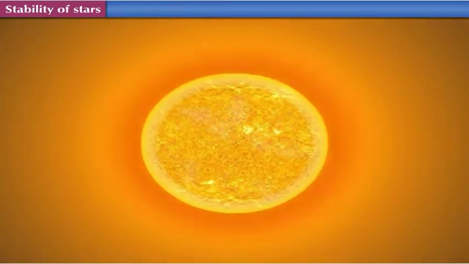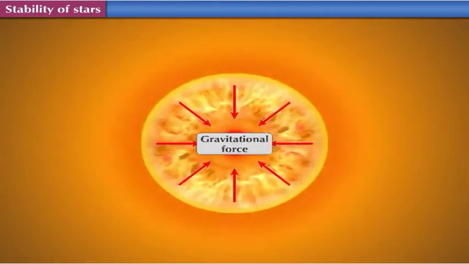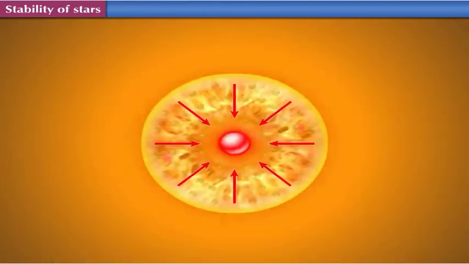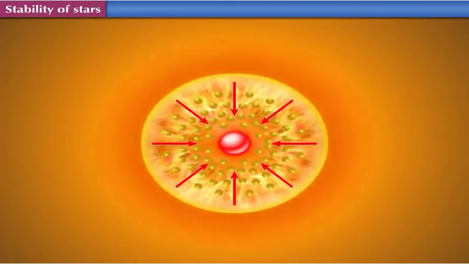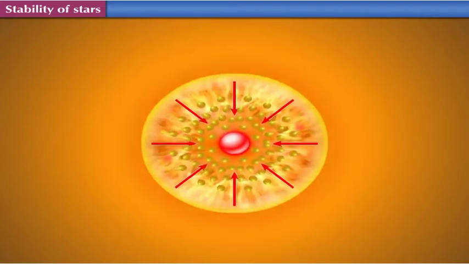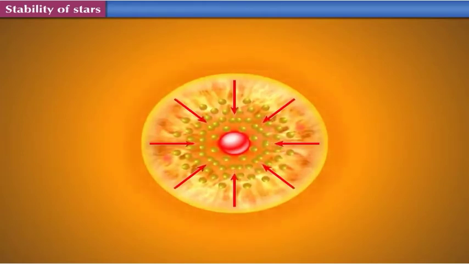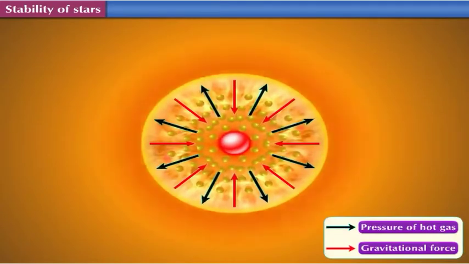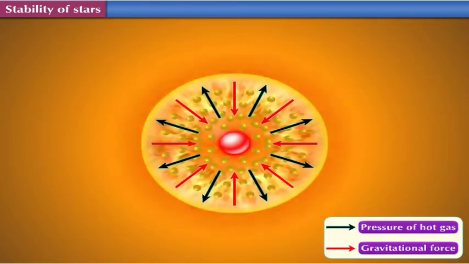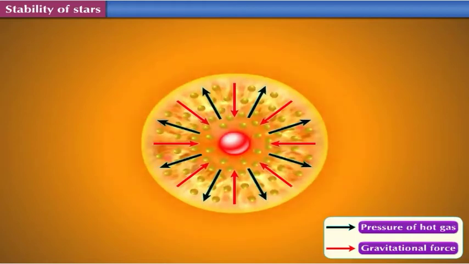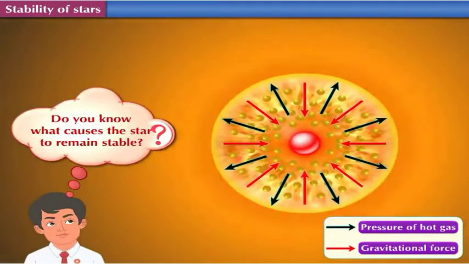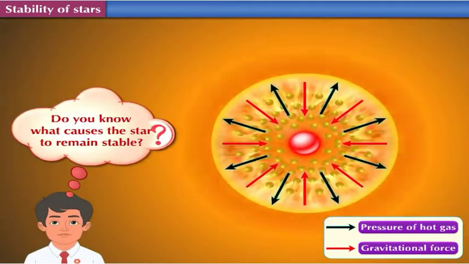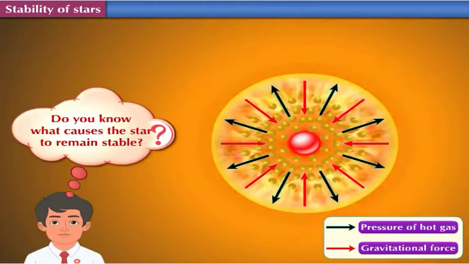The answer to these questions is the gravitational force. The gravitational force between the gas particles of the star keeps these particles together. But there is also a pressure of the hot gas which is constantly trying to disperse the gas. In spite of this tremendous pressure, do you know what causes the star to remain stable? Let us now find out the answer to this question.